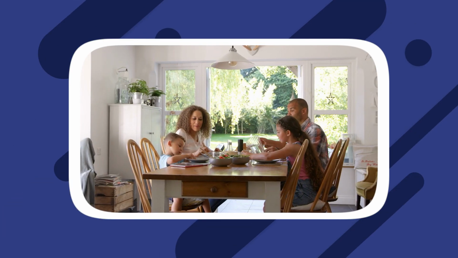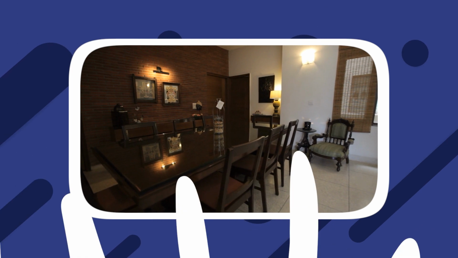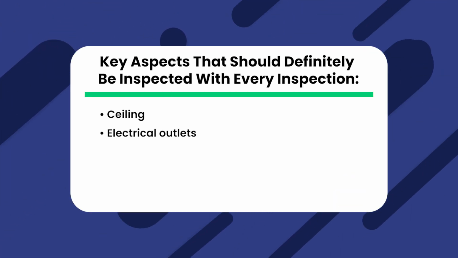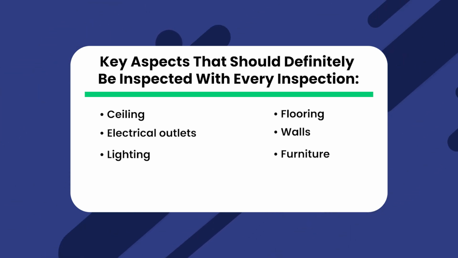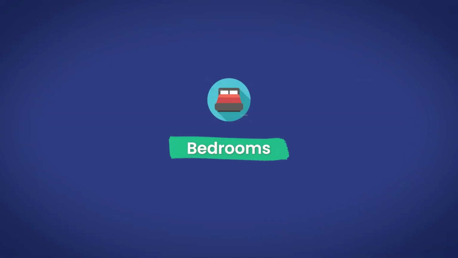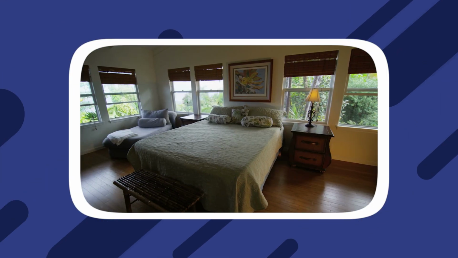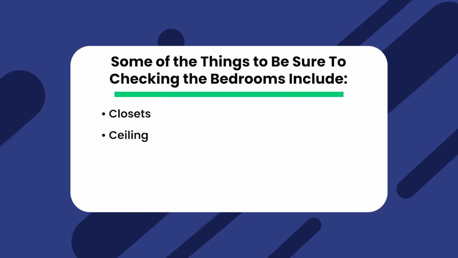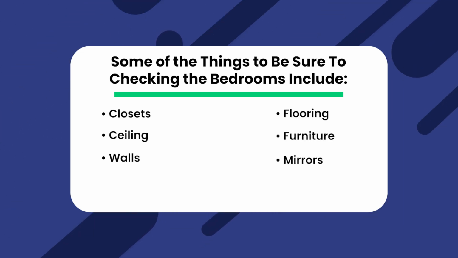Very similar to the living room, the dining room has a few key aspects that should definitely be inspected with every inspection. These include ceiling, electric outlets, lighting, flooring, walls, and furniture. If you have multiple bedrooms, the same inspection can be conducted in each one. Some of the things to be sure to check in the bedrooms include closets, ceilings, walls, flooring, furniture, and mirrors.